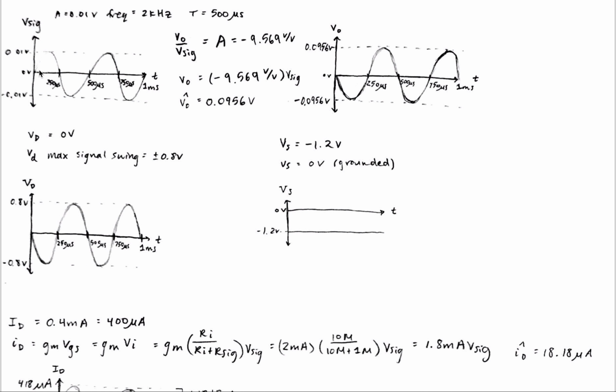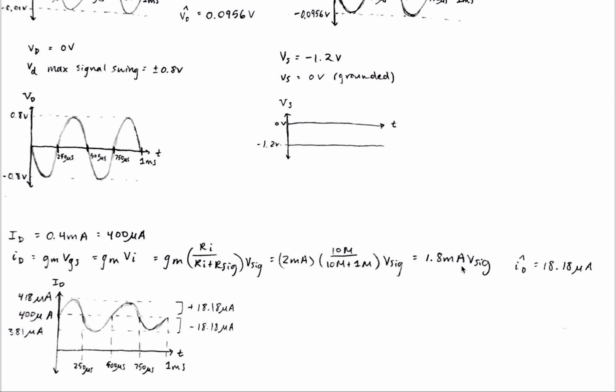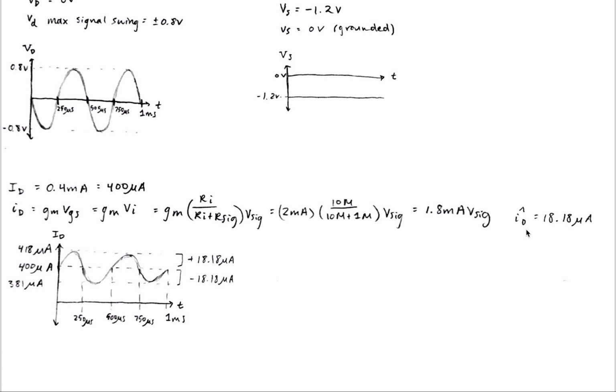If we look at the peak for V signal, it's that 0.01 volts. Multiply that by 1.8 milliamps, and the peak of the ID value will be 18 microamps. And so the AC value will swing this way with plus and minus 18 microamps that is offset by this DC value of 400 microamps.